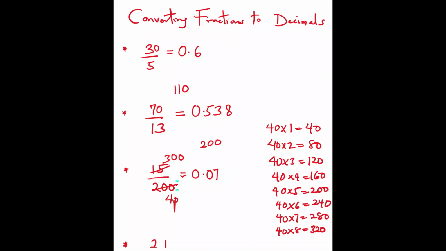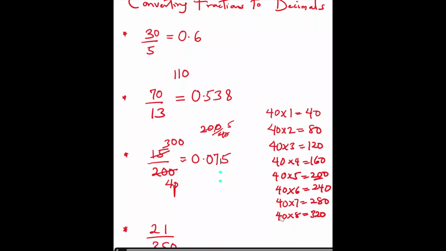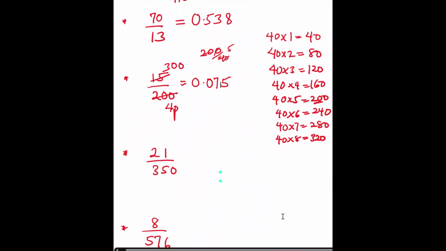Okay, so in the 20 that is left, we are going to put 0 at the back of 20 again. So let's go down. We can see that 40 times 5 will give us 200. So if we do 200 divided by 40, we get 5. So that's 0.075. Therefore, we can say that 15 divided by 200 is 0.075.